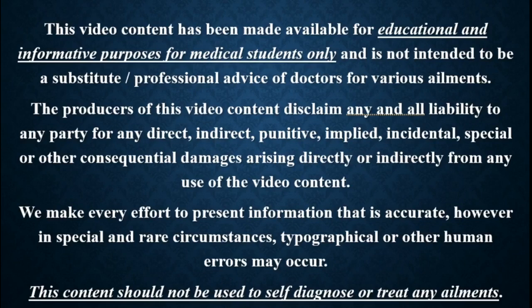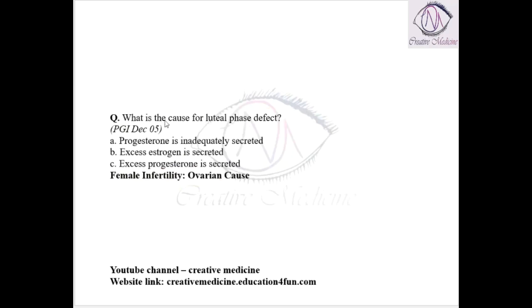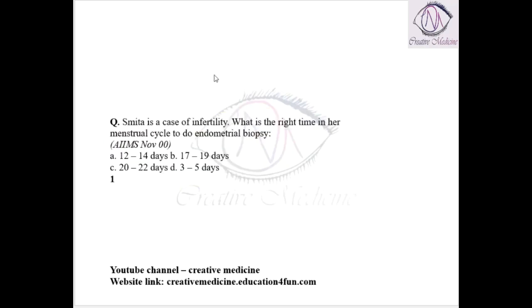In this lecture, we will learn about the following question: which of the following is a cause of luteal phase defect? Progesterone is inadequately secreted is a cause for luteal phase defect. Then, Smita is a case of infertility. What is the right time in her menstrual cycle to do endometrial biopsy? 20 to 22 days is the right time to do endometrial biopsy.